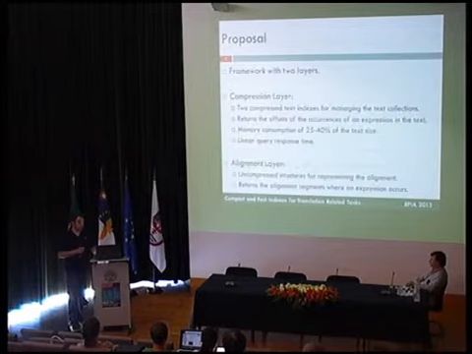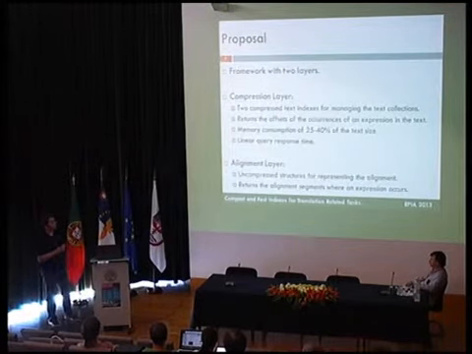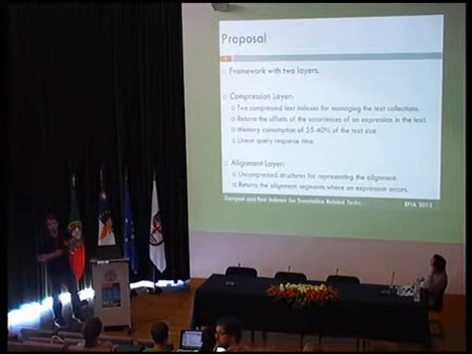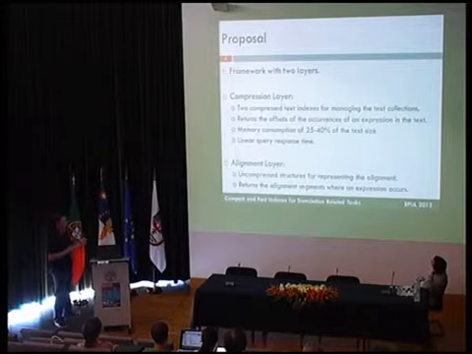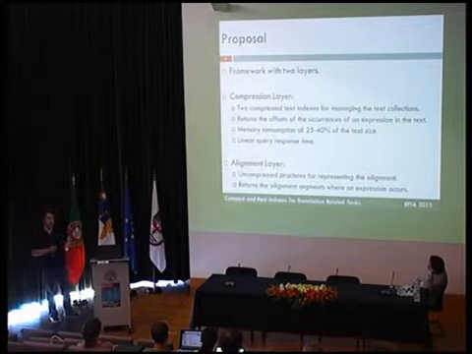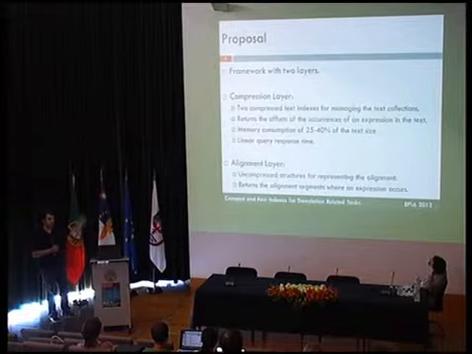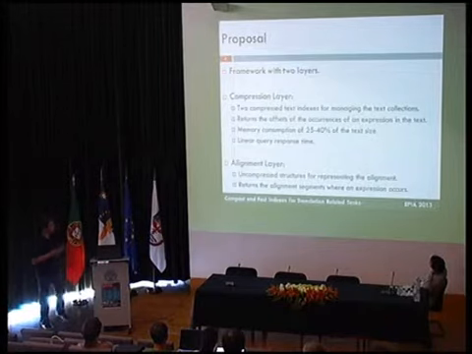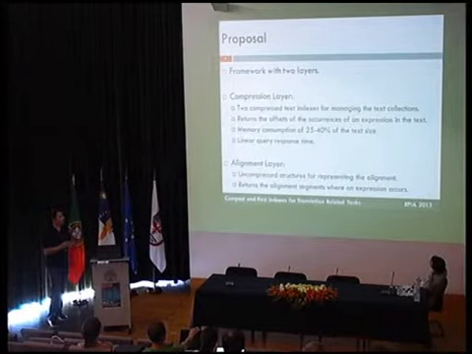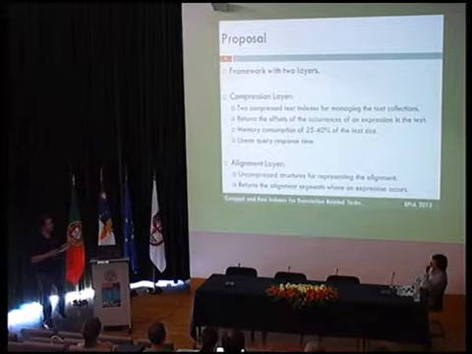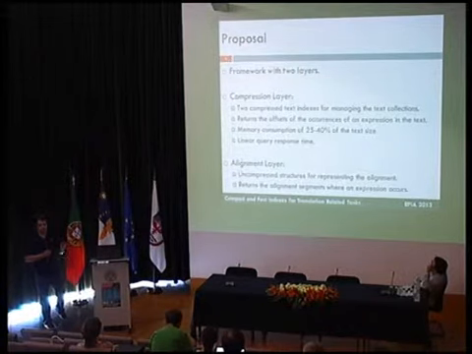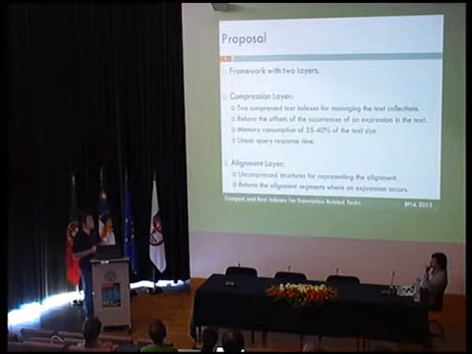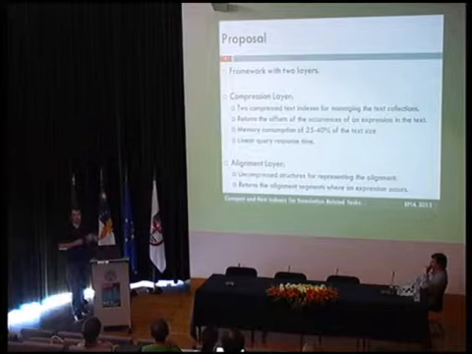So our proposal is to build a framework using two different layers. The first one is what we call the compression layer, because it uses two compressed text indexes for managing the text. So one for the text in one language, and another one for the text in the other language. And the main job of this layer is to return the offsets of the occurrences of an expression. I mean, I search for European, and the text index gives me where it occurs in the text, all of the occurrences.